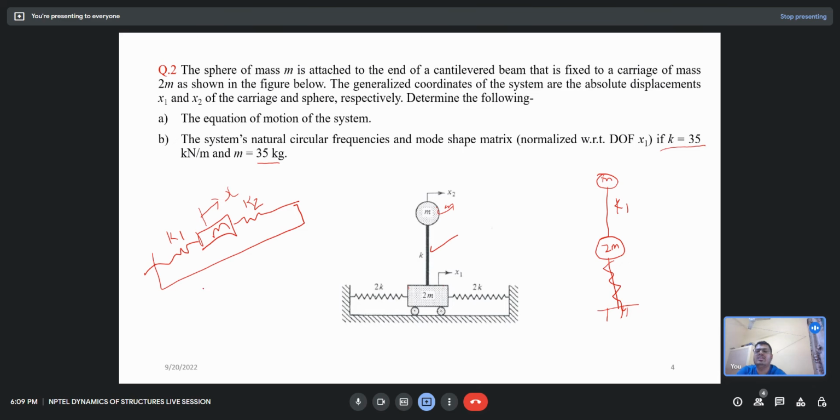So what will be my equivalent spring stiffness? That will be k1 plus k2, because they are in parallel combination, since the displacement in both the springs would be the same. So I can write this as k1 plus k2, that would be 4k, and that is k. So if I have this kind of system, now we can write our differential equation. Is there any doubt in this, like how I simplified this problem?